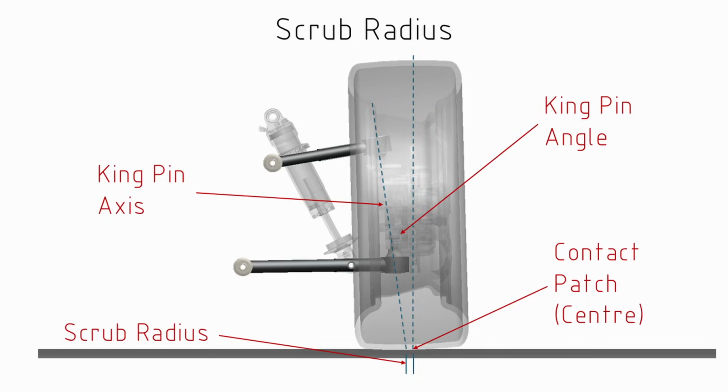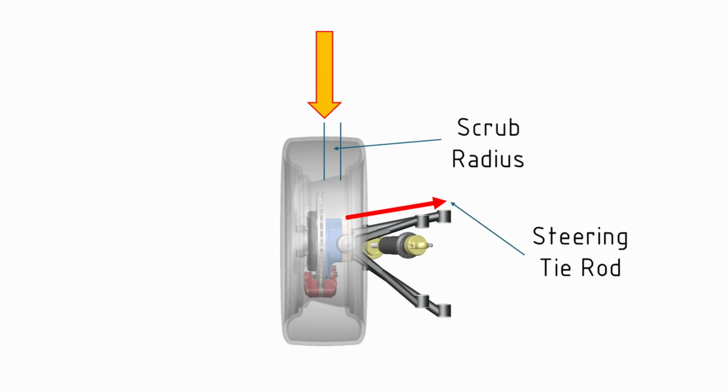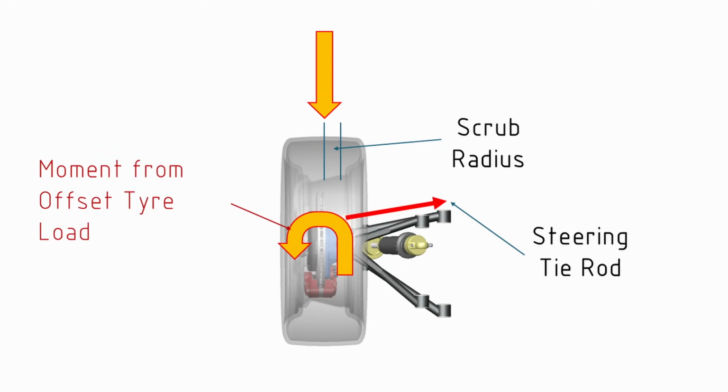Here we're going to apply a force due to braking, and you'll notice that that's offset from the axis of rotation by that scrub radius. And that's going to create a moment around our axis of rotation. In order to counteract that moment, we're going to need to apply a force in the steering tie rod.